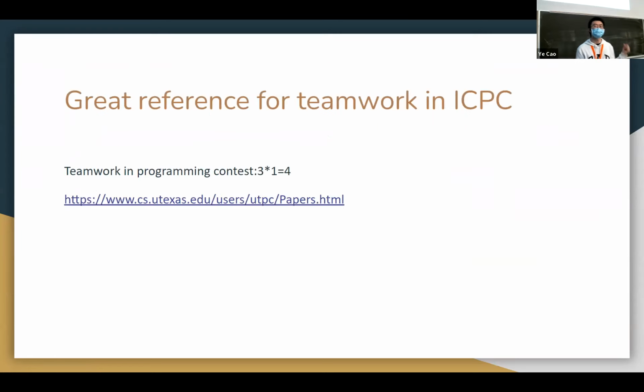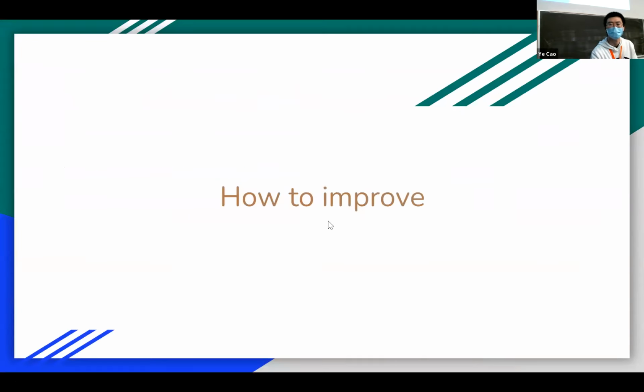Here is a great reference for how to do teamwork properly in an ICPC-like competition. It's titled Teamwork in Programming Contest 3.1 equals 4. If you click on that link, it's one of the first documents with this title. If you have some time, look that up.